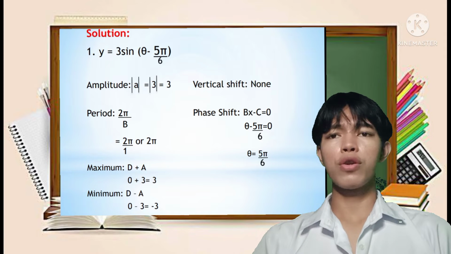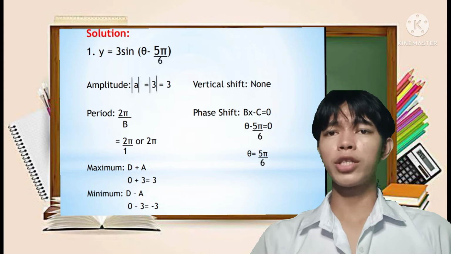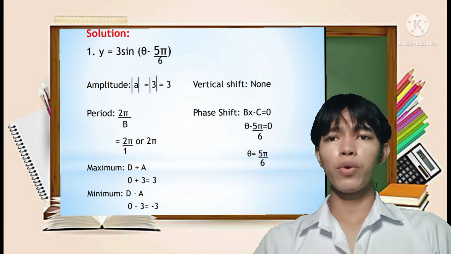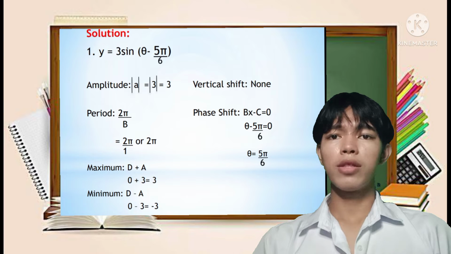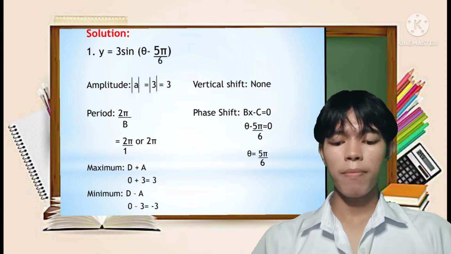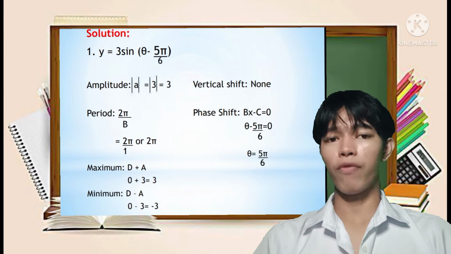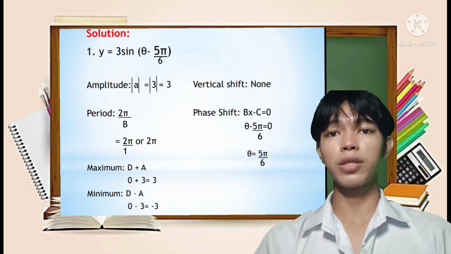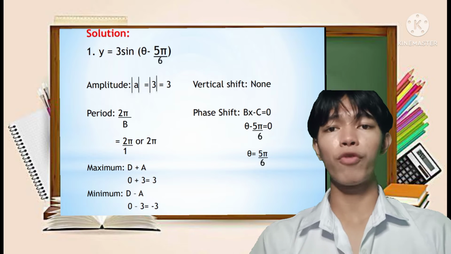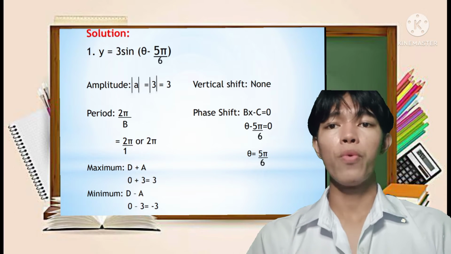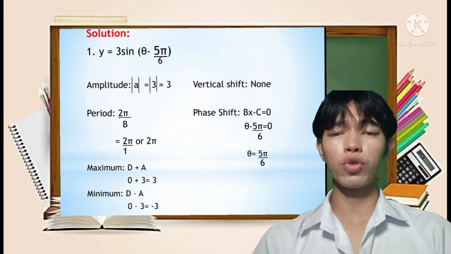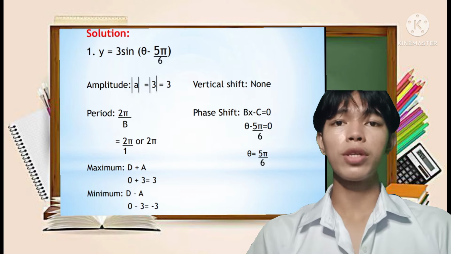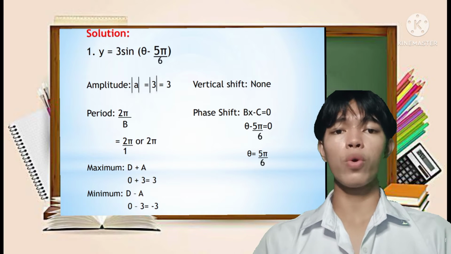Here is the solution of number 1, which is y equals 3 sine of theta minus 5 pi over 6. For the amplitude, we determine that it is 3 because amplitude is the absolute value of a. In period, we have the formula 2 pi over b, where b is 1, so 2 pi over 1 or 2 pi. We do not have a vertical shift, so it's none.